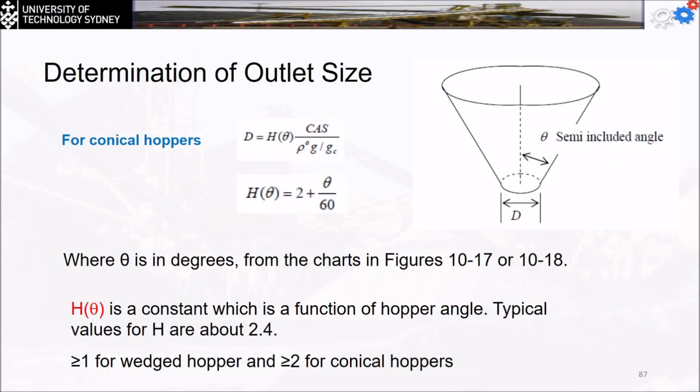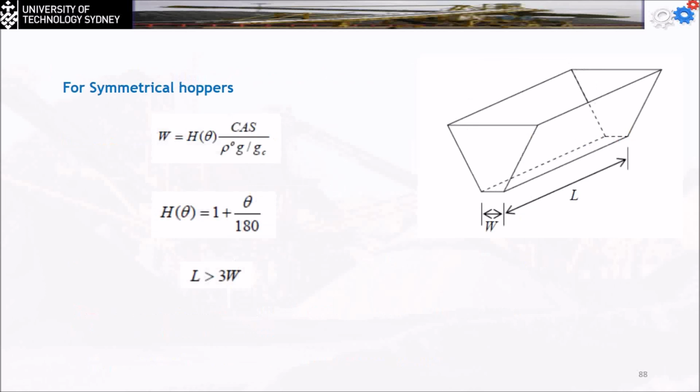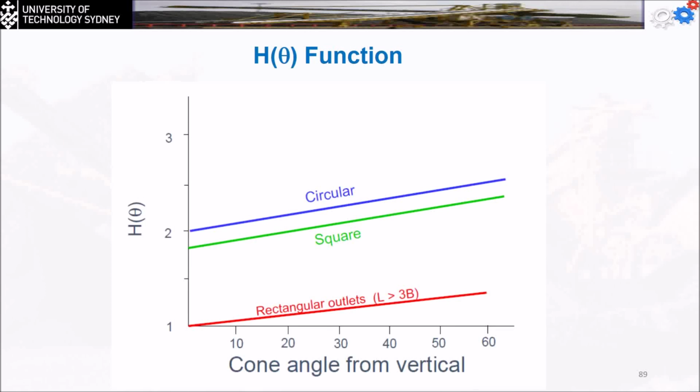So this will be a function of H(theta), as we mentioned earlier. Usually it's going to be more than 1 in the case of the square shape, more than 2 in the case of the circular, and it can vary from 1 up to 1.5 in the case of the rectangular outlets. Now, once again, just remember that these are the minimum dimensions of the outlets to ensure that mass flow will occur.